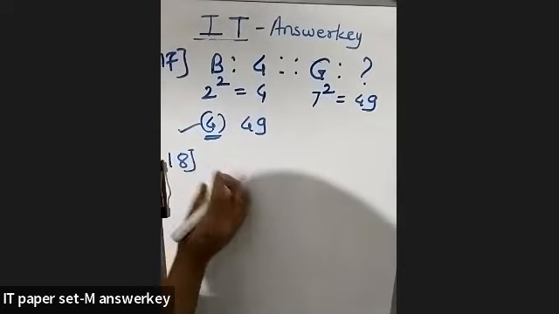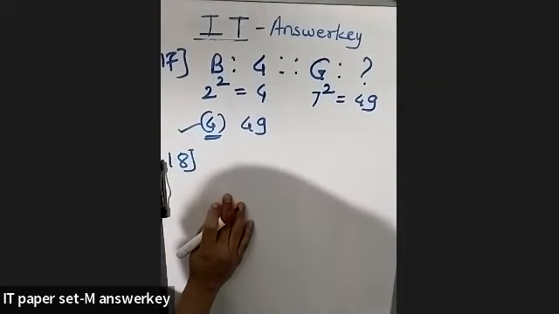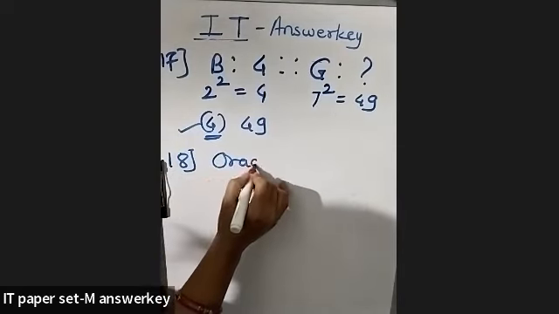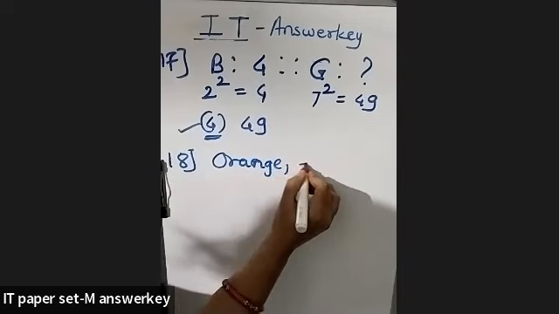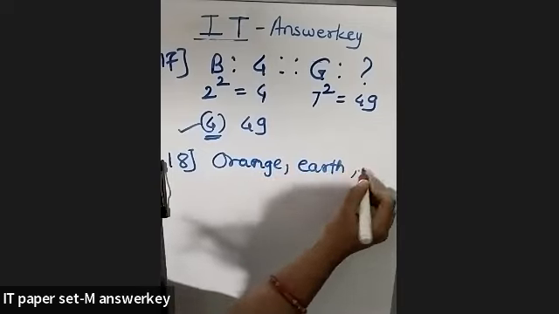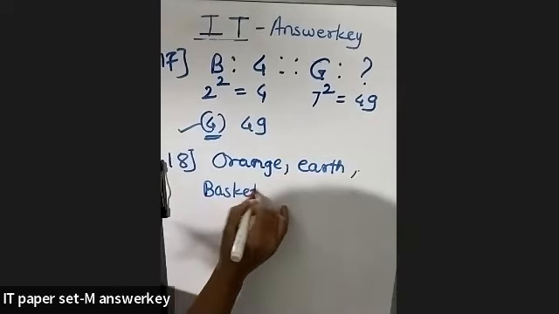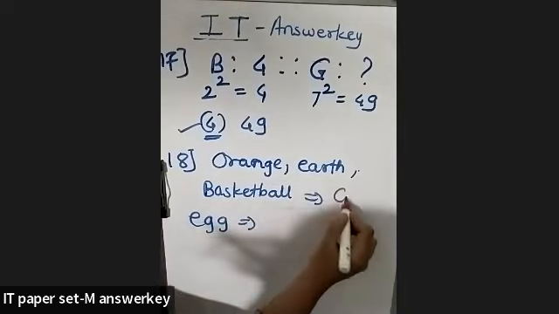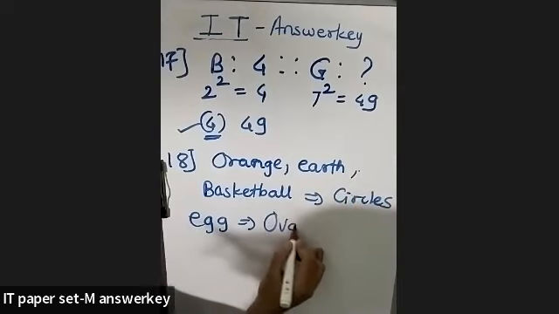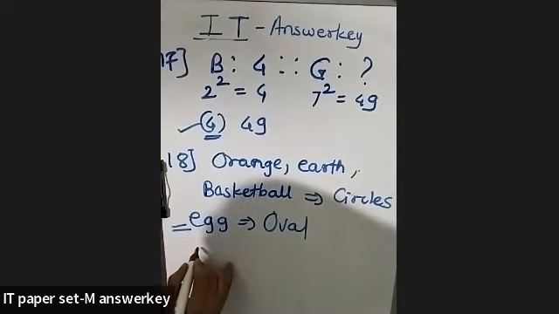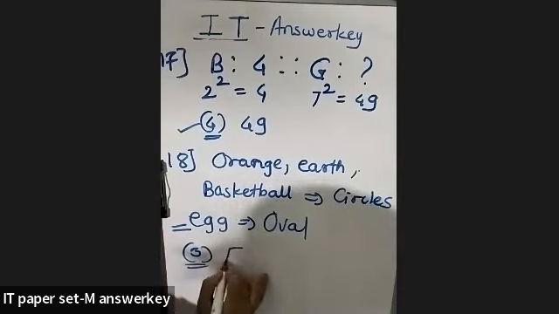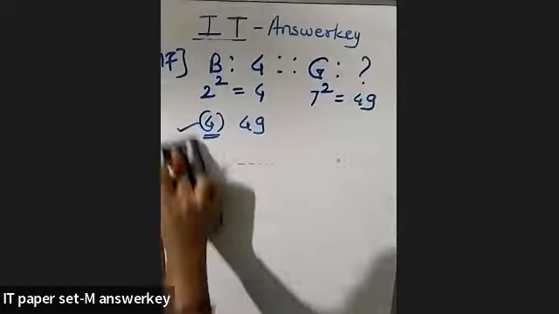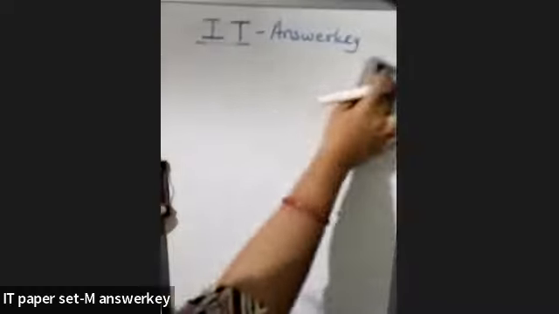Then question number 18. Find the odd one out. Orange, earth, egg, basketball. Orange, earth, basketball are circles. Only egg is oval. So the odd one is egg. That is option number 3, egg. The shape is different. Others are circle and egg is oval shape. So the odd one of them is egg.